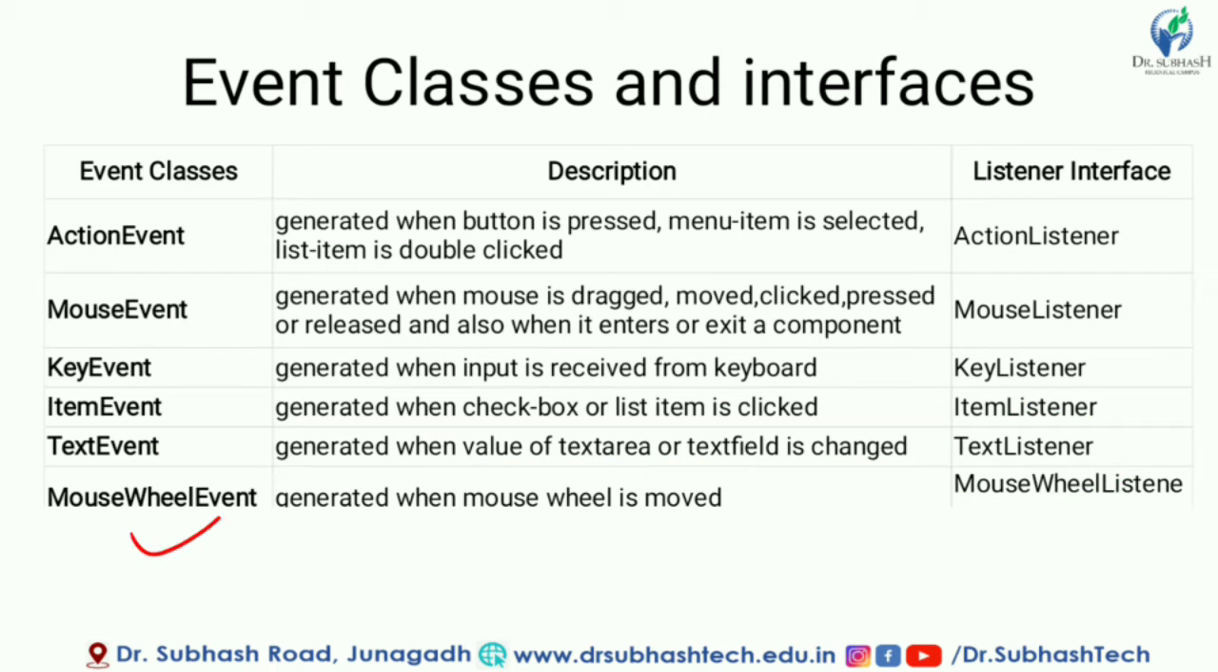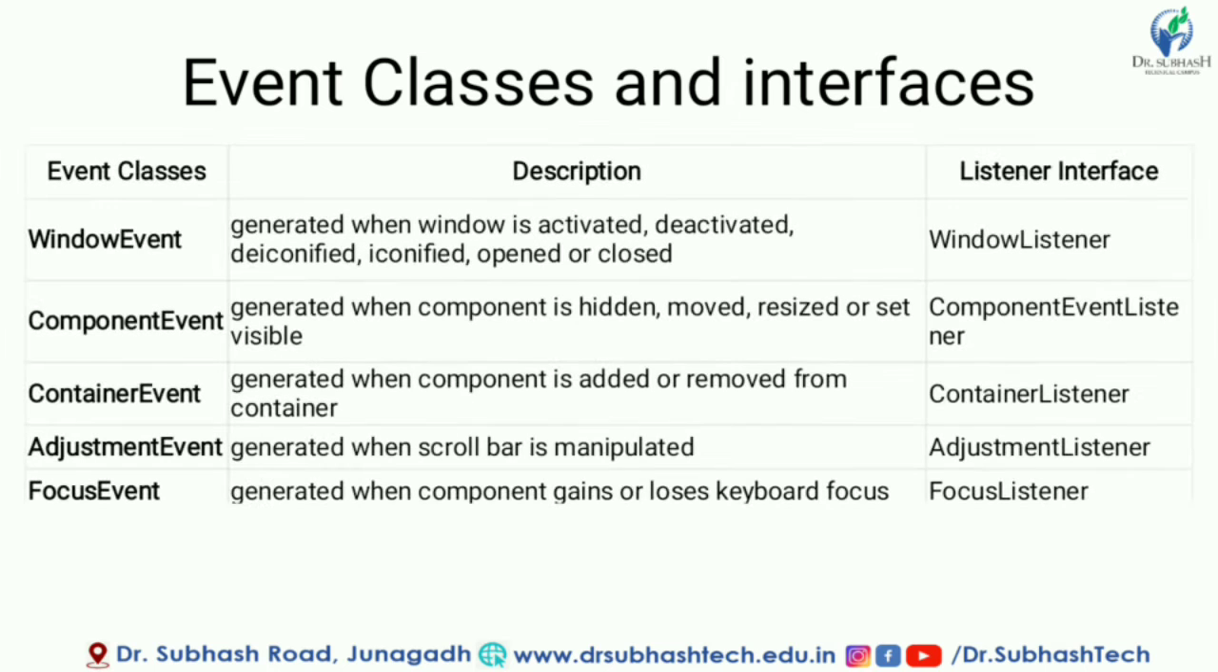After the text event there is the mouse wheel event. This object is created when the mouse wheel is moved. Sometimes there is a wheel in the mouse which you move for scrolling a page or something. This event will occur and the object of mouse wheel event is created, and for handling this the mouse wheel listener is there. So these are the event classes and listeners. There are more event classes and listeners available in the Java language.